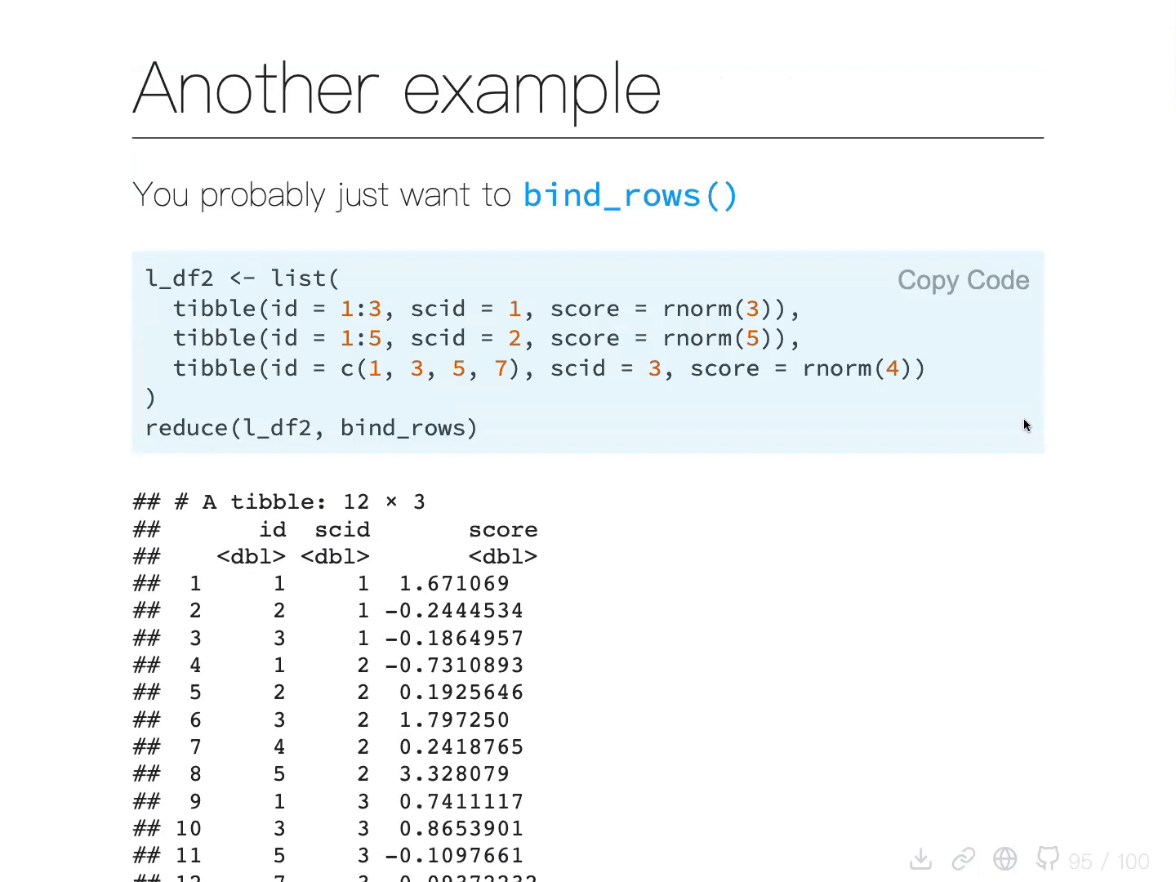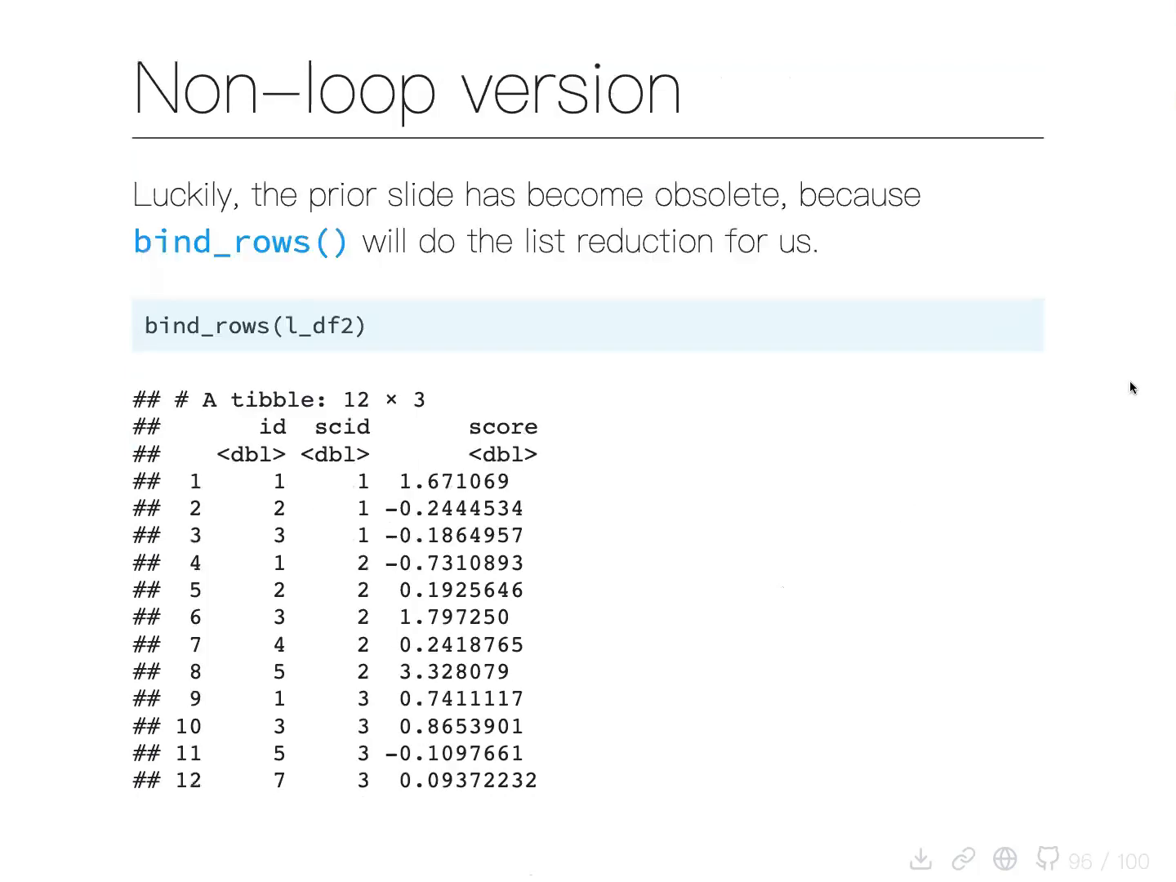Okay, one more example. This is a case where all of the columns are the same. And then you could say reduce LDF to bind rows. However, this one has become obsolete because bind rows will do that for you. So you don't actually have to do reduce on bind rows. If you have a list of data frames, you can just pass that directly to bind rows and it will do it. But it's still worth thinking about that reduce is what's happening under the hood of bind rows when you pass it a list of data frames.